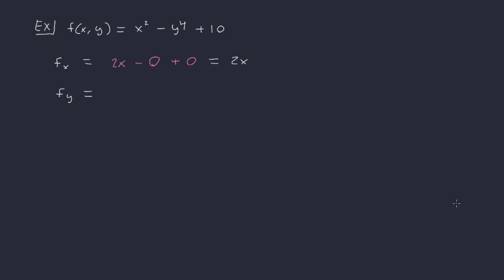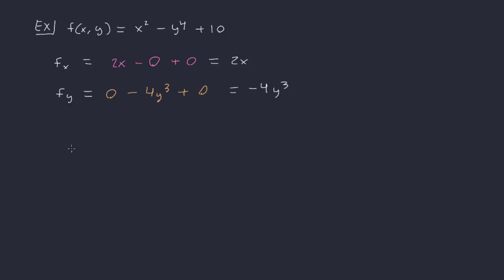Then f sub y, this is where we differentiate with respect to y and treat anything else, x's, whatever, as a constant. So x squared is going to be a constant. Then the derivative of y to the 4th with respect to y is 4y cubed. And then 10, of course, is a constant. So at the end, this comes out to be negative 4y cubed.